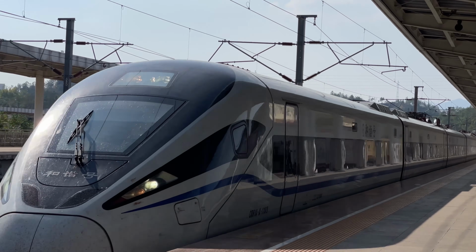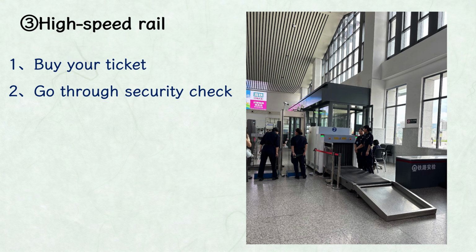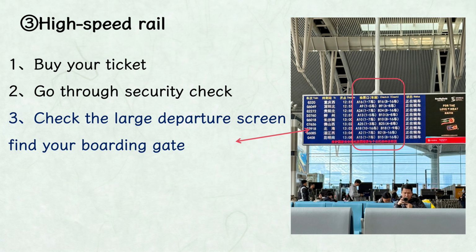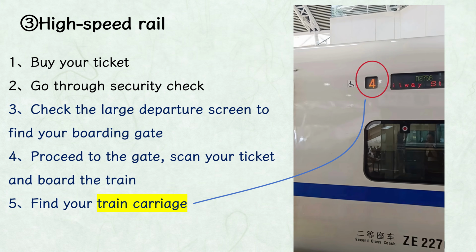Once the app is set up, here's how to board the train. First, arrive at the train station at least 1 hour before departure. Second, go through security check. Third, check your boarding gate number on the station screens or your phone order. Fourth, when the announcement says boarding has started, head to the gate and use the foreign passport holders lane. Finally, once on board, follow the signs to locate your carriage and seat.